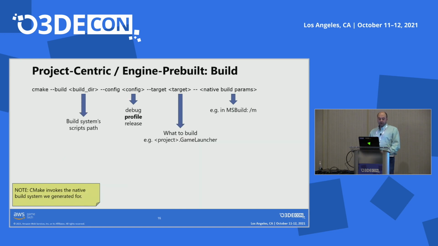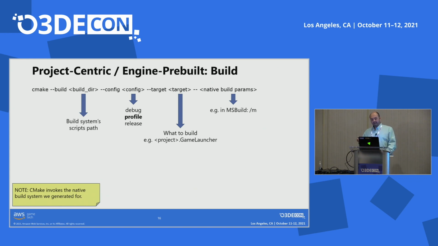And then to build your project, very similar to before, you pass your build directory, you pass your config. Important here that you cannot build a config that is not in your SDK. So if your SDK only has profile, you cannot go and build your project with debug, for example, because there won't be a match in there.